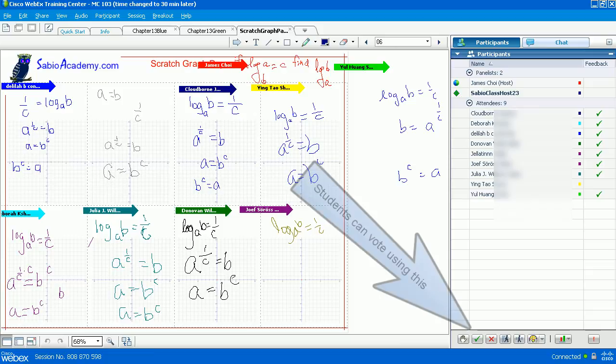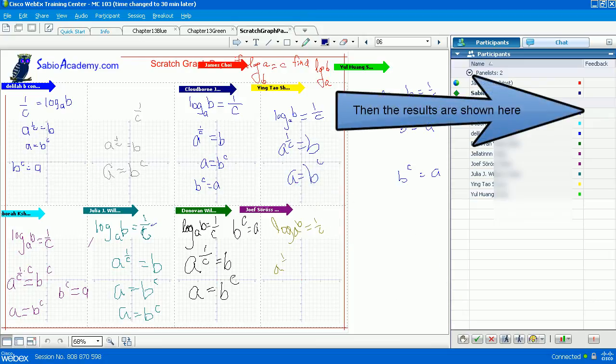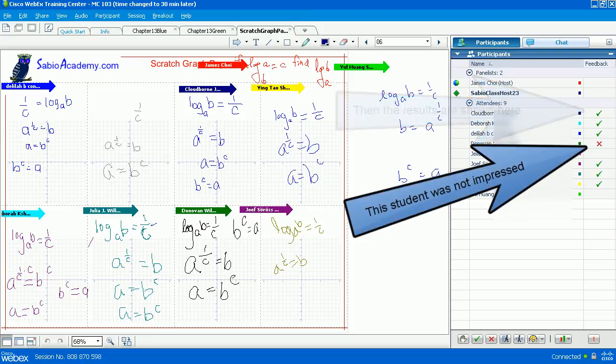I hope something clicked. Something clicked, have a check mark. Nothing clicked, X mark. Didn't click, eh?